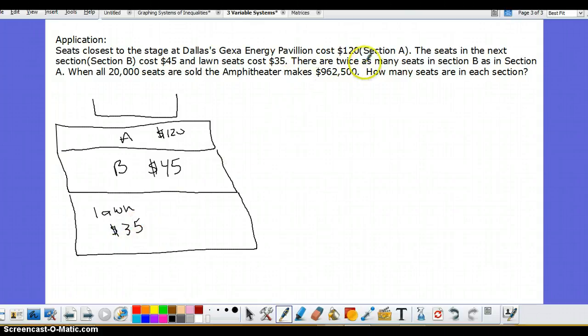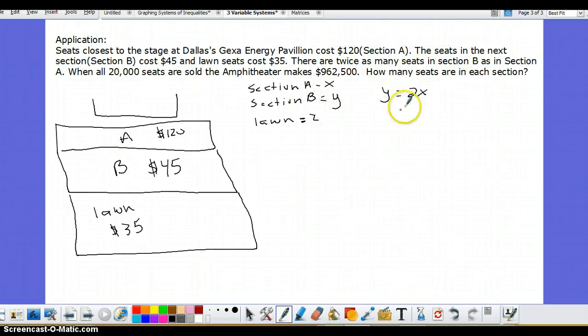It says there are twice as many seats in section B as in section A. So if we call section A X, section B is twice that. We'll call this one Y, and then we'll call the lawn Z. So section B has twice as many as A, which means Y equals 2 times X.